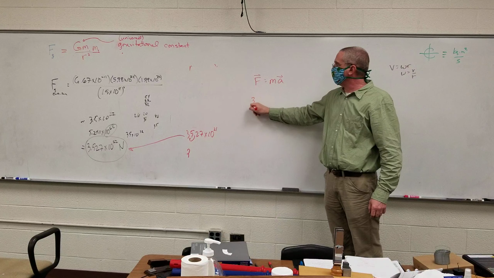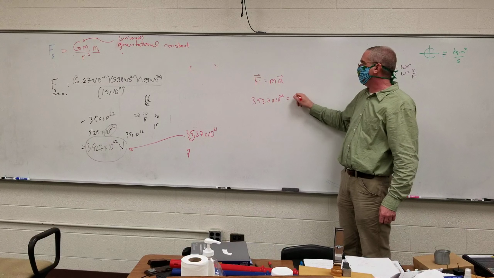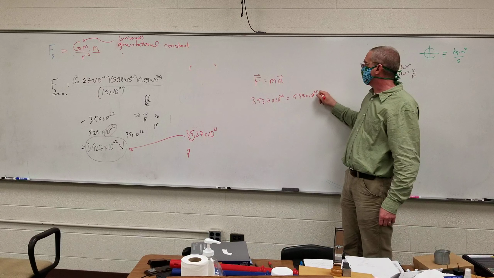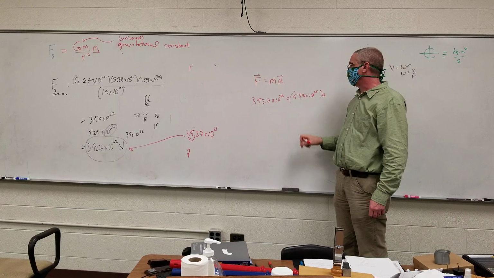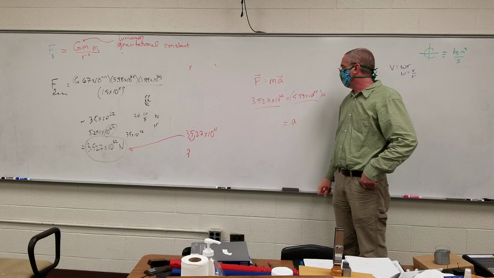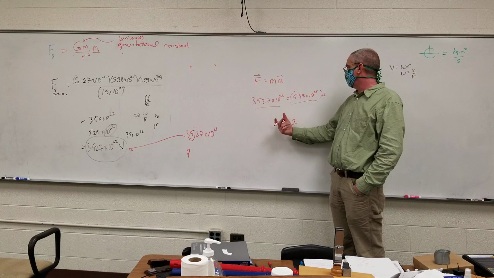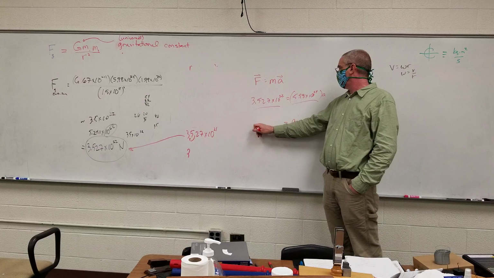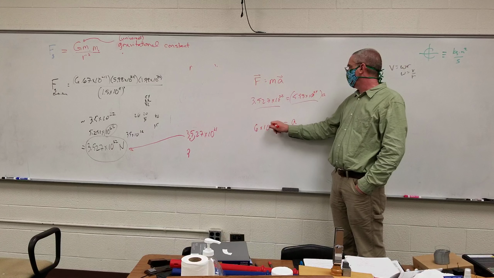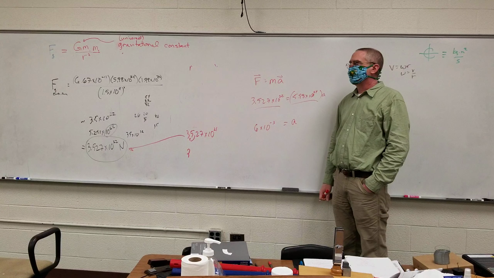And so I have 3.527 times 10 to the 22nd equals the mass of the Earth, 5.98 times 10 to the 24th, times acceleration. And so it's just a matter of dividing both sides by this monster of a number. And you get six times 10 to the negative 3 ish.